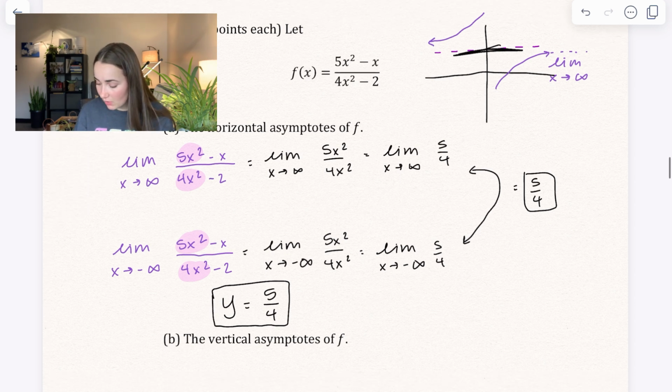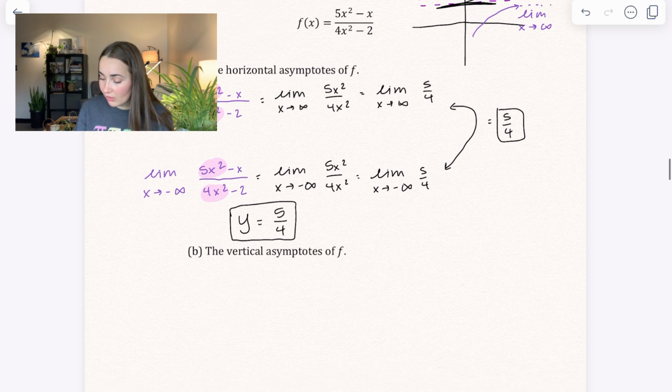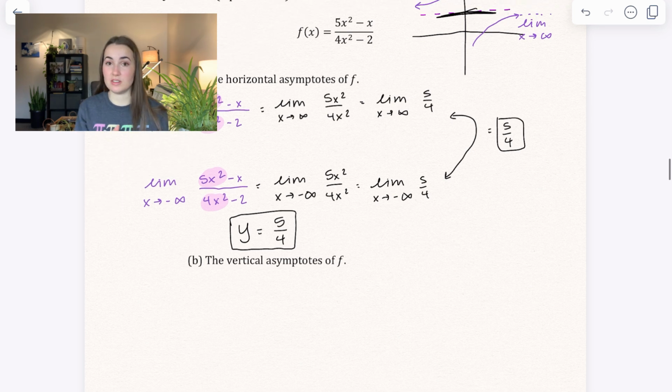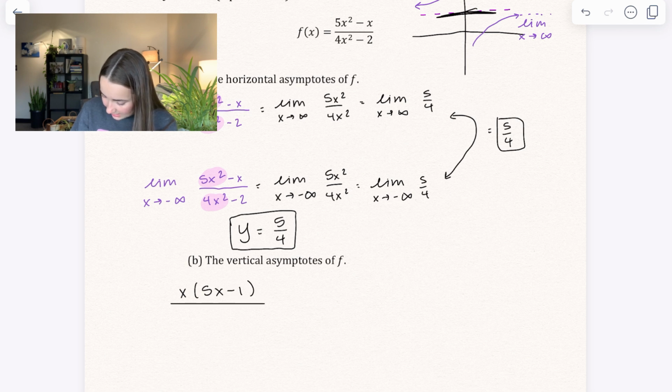And now for part B, we want to find vertical asymptotes. So vertical asymptotes are where the denominator is equal to 0, but we have to be careful because any terms that divide out are going to be functional holes, not vertical asymptotes. So don't just factor the denominator. We also want to factor the numerator. So let's go and factor the whole thing. In the numerator, I'm going to pull out x, right? So we get 5x minus 1, and then divided by, and here we can take out a 2, so we get 2x squared minus 1. So let's go ahead and factor out the denominator.